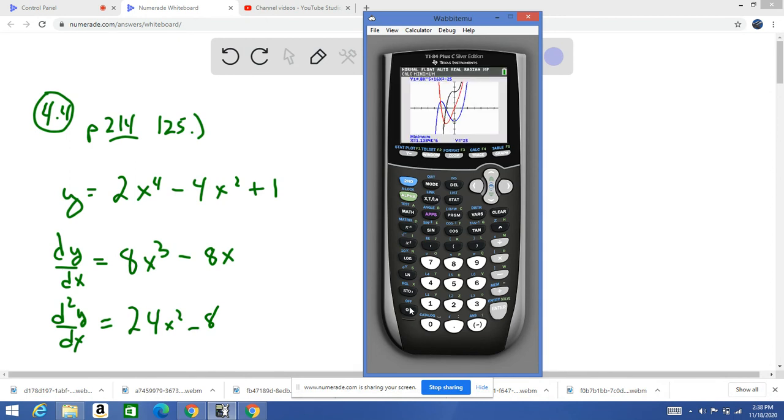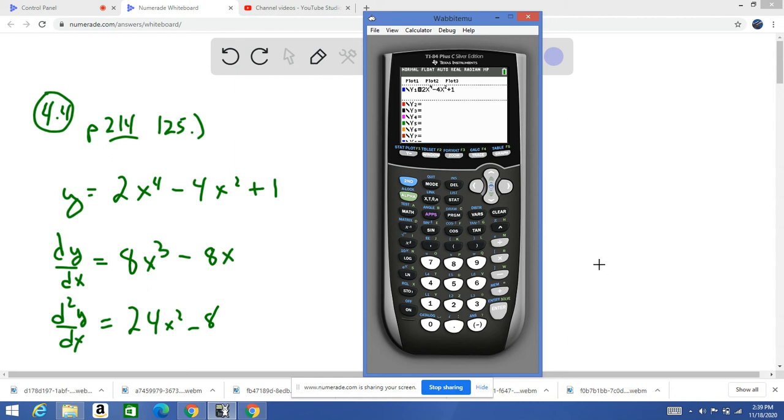So here we go. Let me clear out the last problem we had. All right, let's see what the function looks like. 2x to the fourth, so a quartic could have as many as 4 zeros. Minus 4x squared plus 1, at most 4 different real zeros. They don't have to be different, and they don't have to be real.